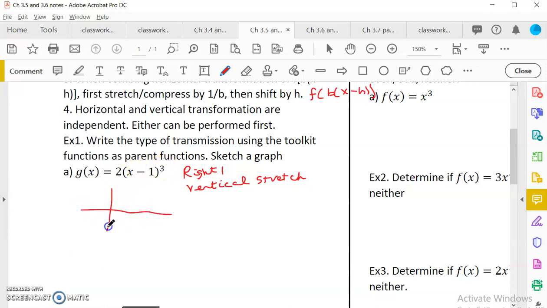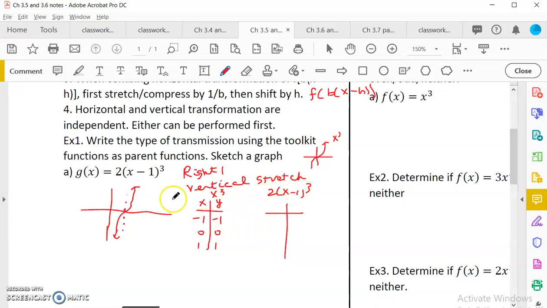So x cubed was, we have to write ourselves a small cheat sheet here. So this is x cubed originally. We have to have it right 1, so it'll be around here like that, and then stretch by 2. So that means all the numbers are taller. If you want to get the exact values, what you can do is you write the x and y of x cubed, which is -1, -1, 0, 0, 1, 1. And then this is 2 times (x minus 1) cubed, so what would it be?